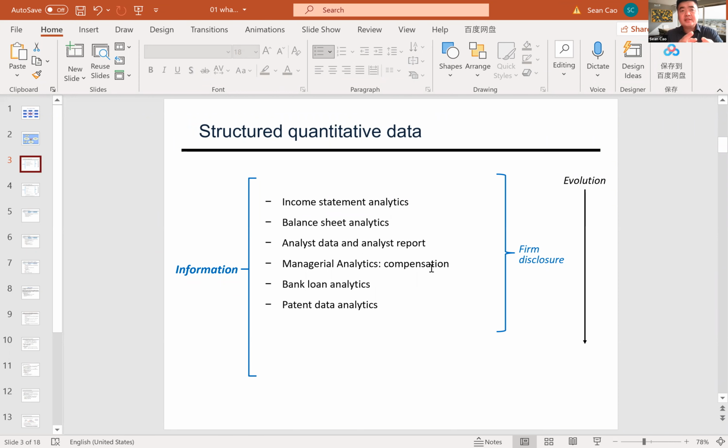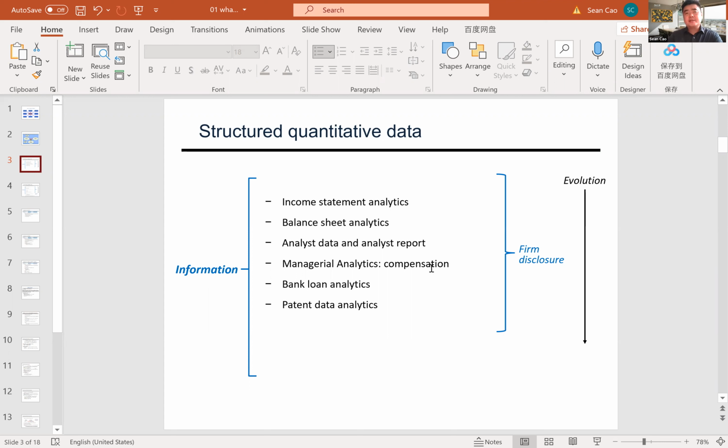And also, you know what kind of patents they are filing. Are firms doing research on AI, machine learning? Are firms doing research on Fintech? Are firms doing research on the vaccine for COVID-19?